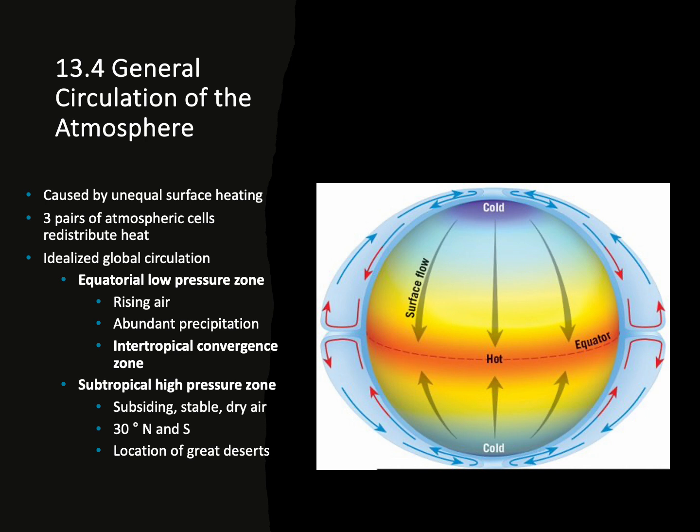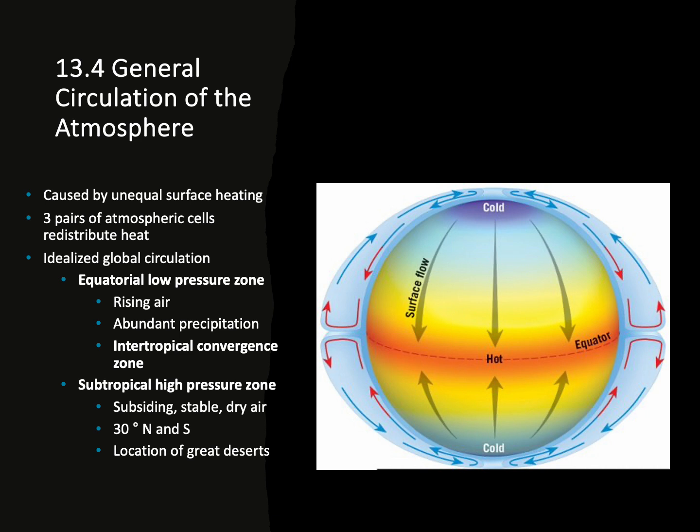So if we look at the equator itself, this is going to be called the equatorial low pressure zone. As the name suggests, it's found around the equator and it's an area of low pressure. Because it's low pressure, here the air will be rising, and as it rises through our atmosphere, it's going to cool down. Once it cools down, it's going to precipitate, forming our rainforest around the equator. This is also where the intertropical convergence zone is, where we have the interaction of air between our northern and our southern hemispheres.